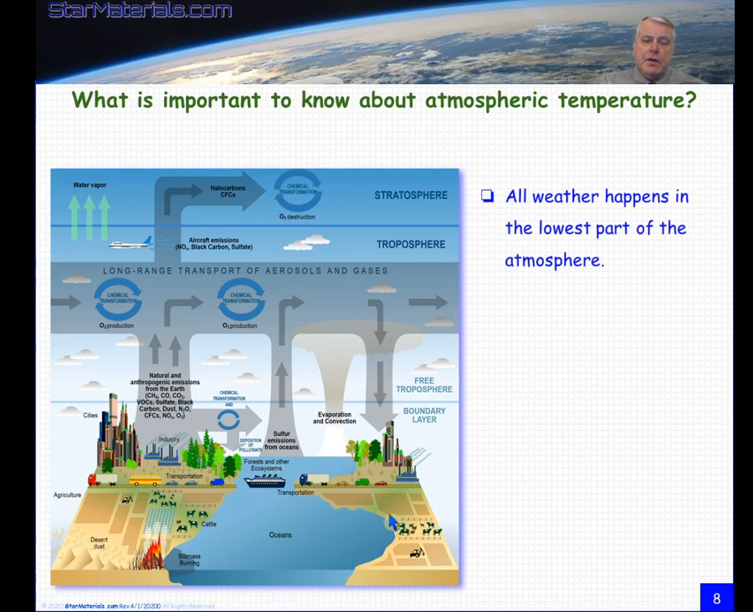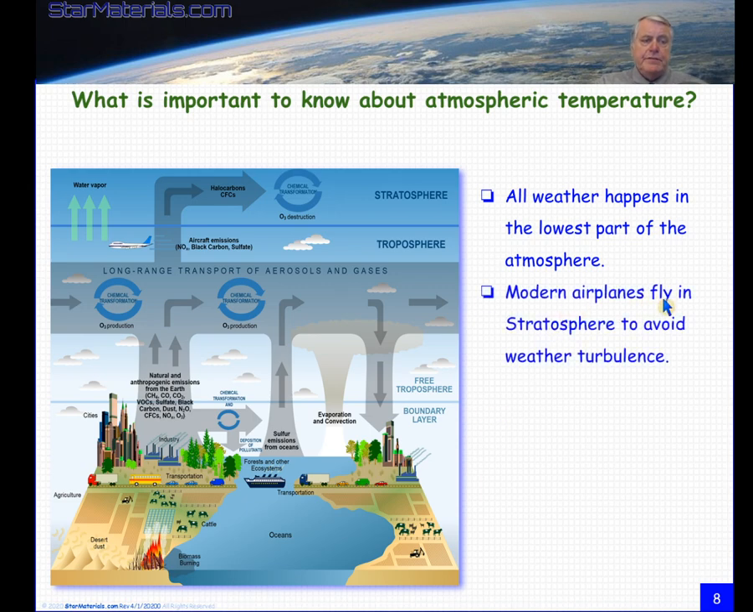Now, all weather happens in the lowest part of the atmosphere, the troposphere. Modern airplanes fly in the stratosphere to avoid the weather turbulence. Nobody wants to fly through a storm. You want no bouncing around, no turbulence that happens when you have high pressure and low pressure and updrafts and downdrafts. So most airplanes fly way up here above the weather.